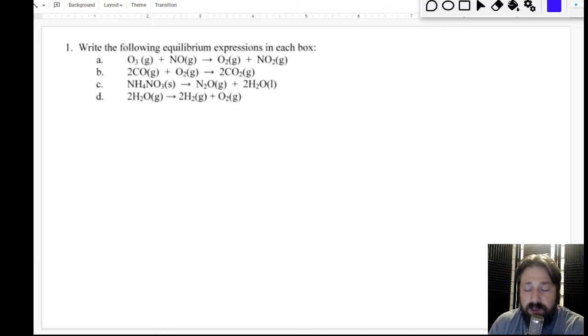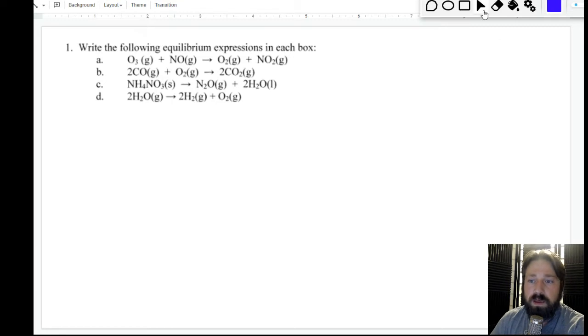Hey everyone. So today we're going to be talking about how to write these equilibrium expressions just by looking at the balanced equation. It's not going to tell you the actual value. For that, you have to do a little bit of experimentation, but we can write out the expression. We can write out the ratio of these guys.